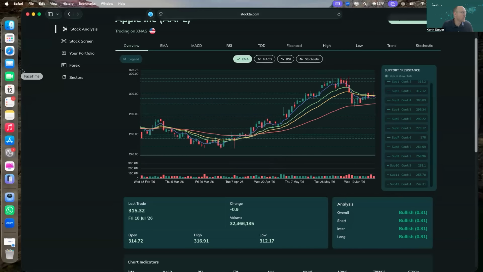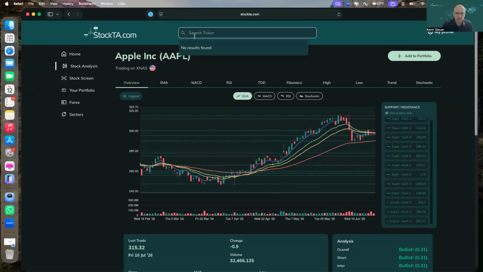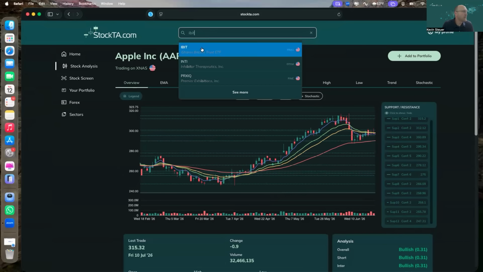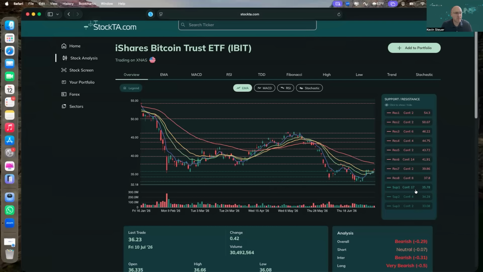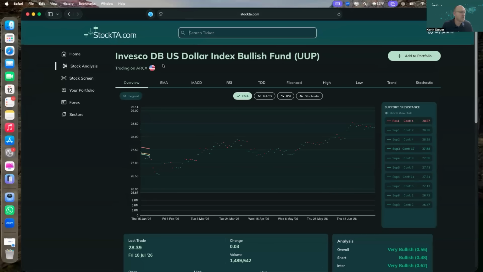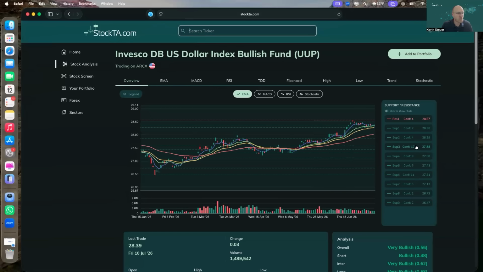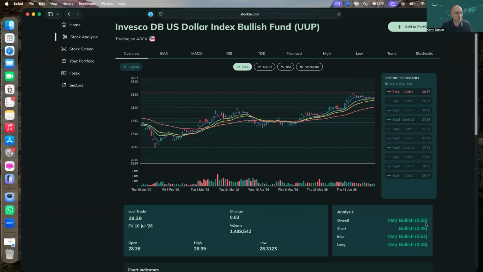That's the confluence. I think there is IBIT. So that has a confluence of 17. So that's more of a medium confluence. Let's see if I can find a stock that has. This one also has a 17. This one is very bullish with a 0.56.